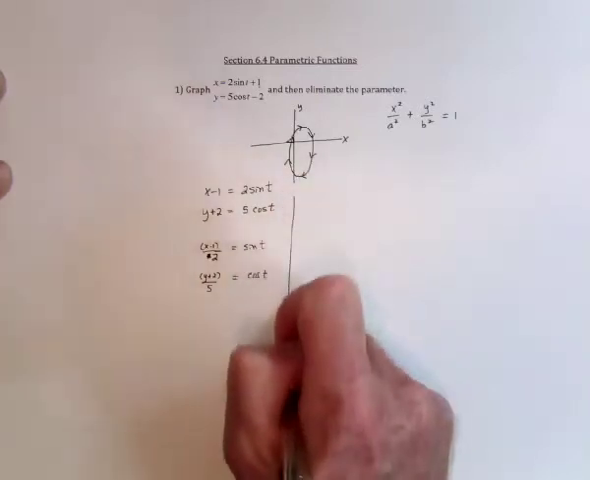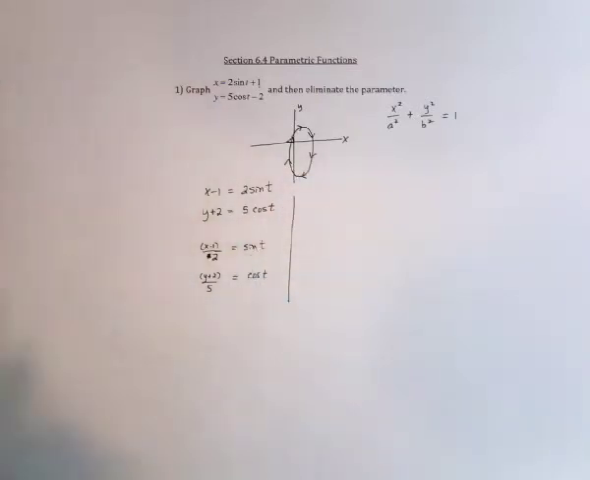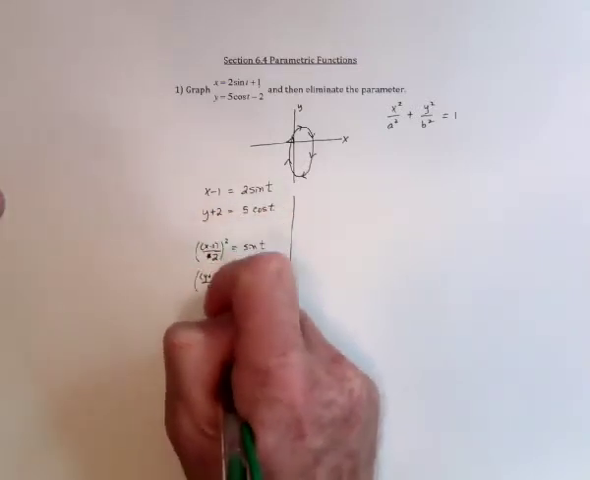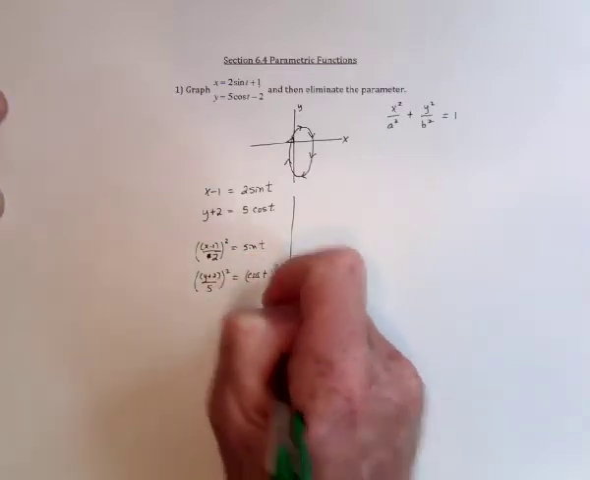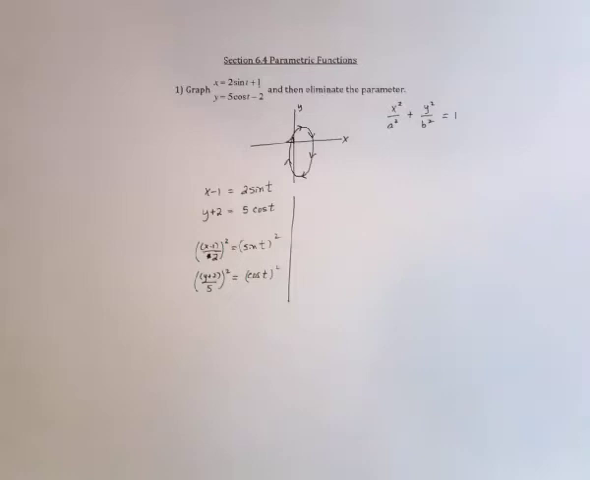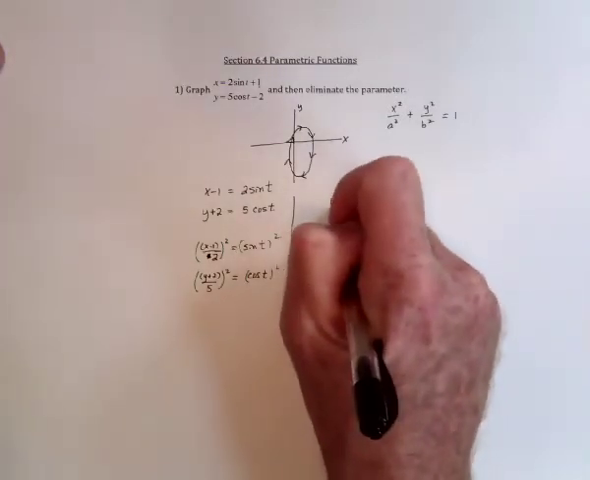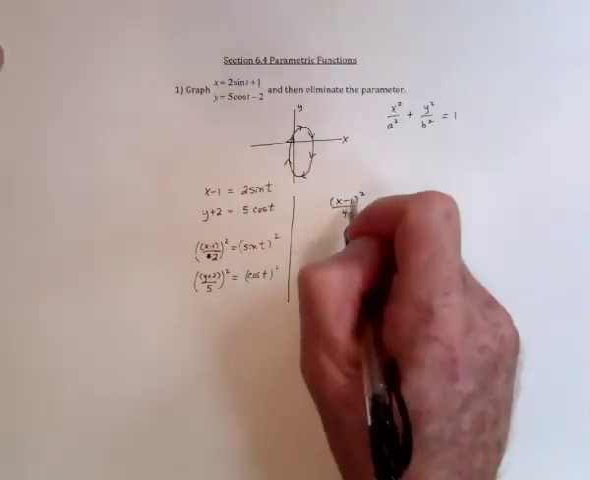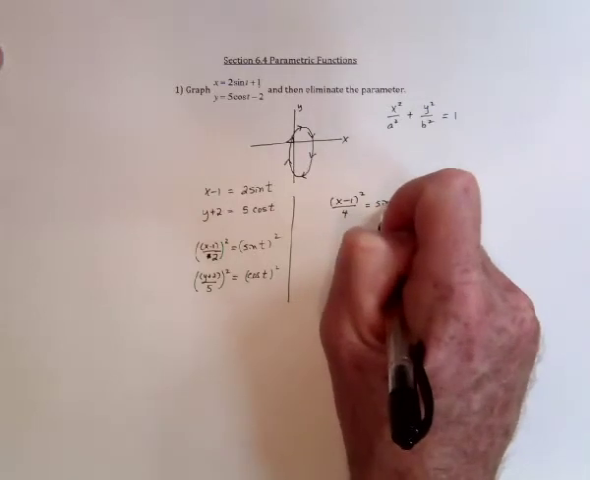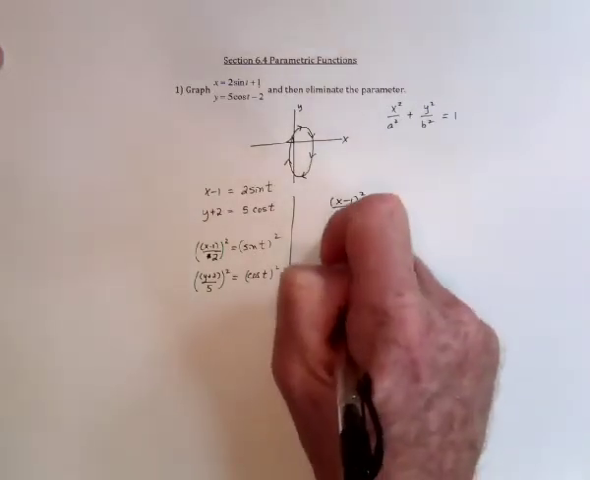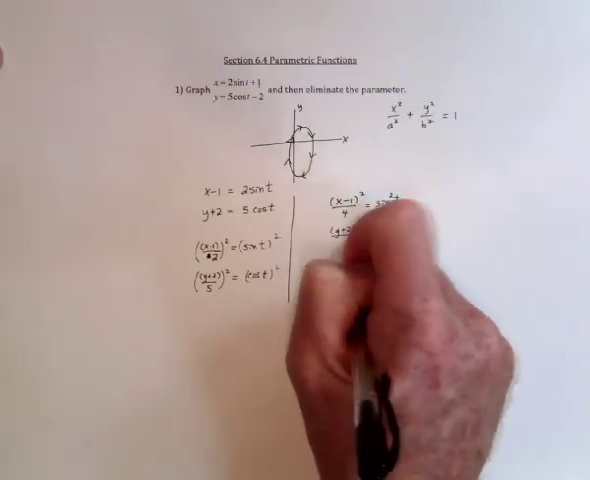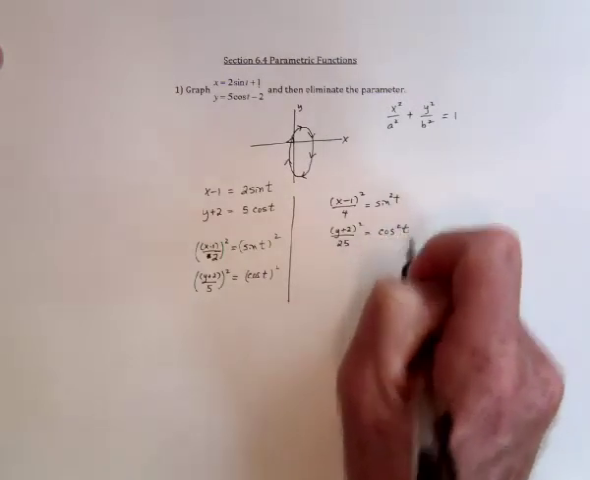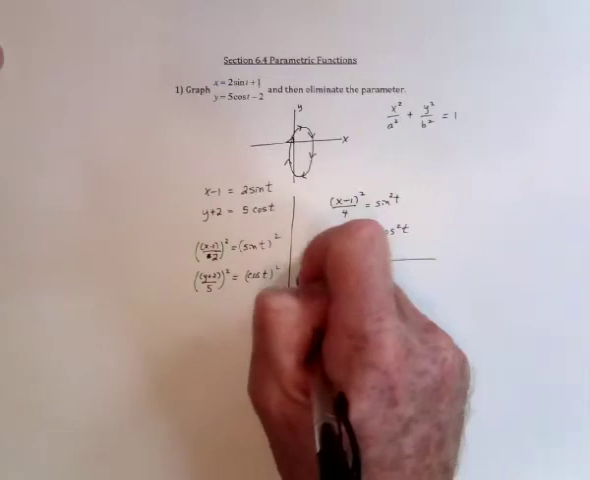And then I'll continue over here, square both sides. So all of this needs to be squared. So that one's going to be over 4 from now on. And all of this needs to be squared. So on the left hand side I've got x minus 1 squared divided by 4. And don't multiply this out, leave it as it is. That's equal to sine squared. And the other one is y plus 2 divided by 5 squared. And then that's cosine squared. And then add them together.